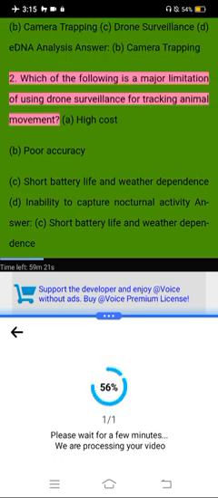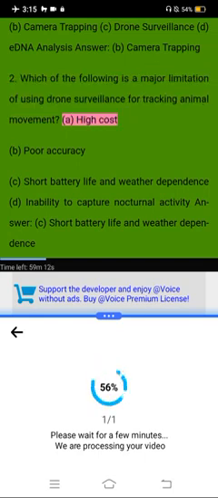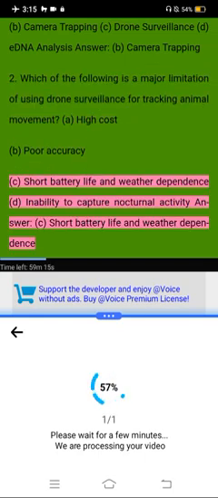2. Which of the following is a major limitation of using drone surveillance for tracking animal movement? A. High cost. B. Poor accuracy. C. Short battery life and weather dependence. D. Inability to capture nocturnal activity. Answer. C. Short battery life and weather dependence.